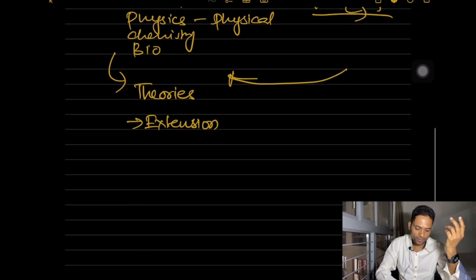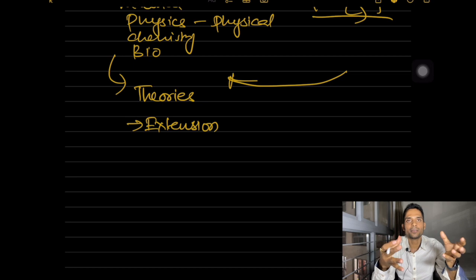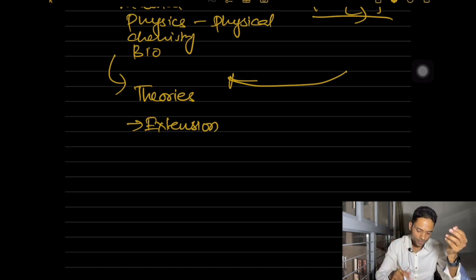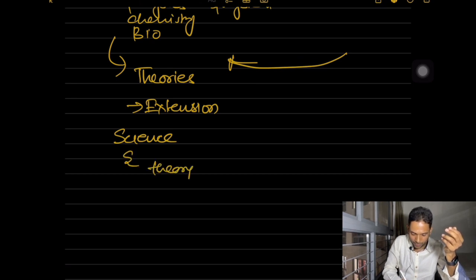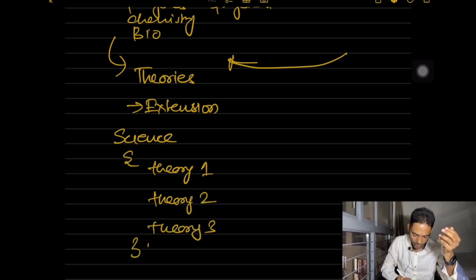Similarly, in the software world, the new things which will be added in software will be features. So if we have a class Science, it will have theory 1, theory 2, and theory 3, say if we have 3 theories for today.